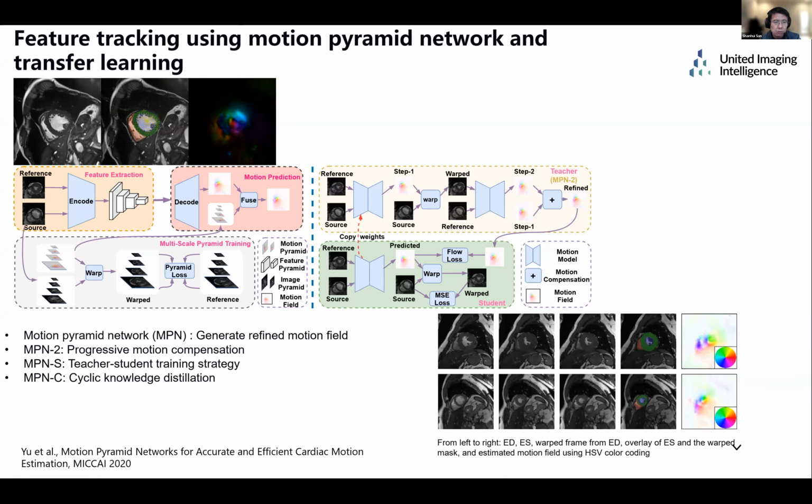In order to improve the motion estimation for large motion, we came up with a progressive motion composition strategy. Basically, it is a step-by-step method. We repeat the neural network over several steps and recover the estimated motion field in a more accurate way. But we found it takes some time.